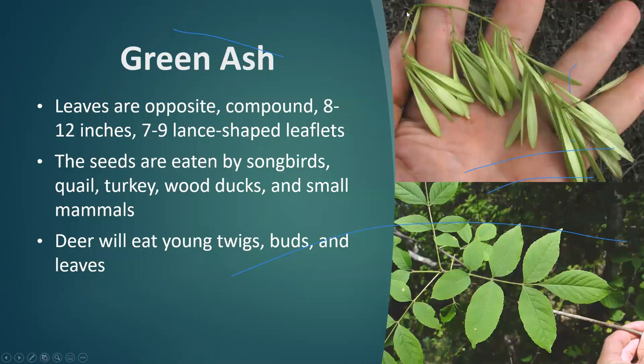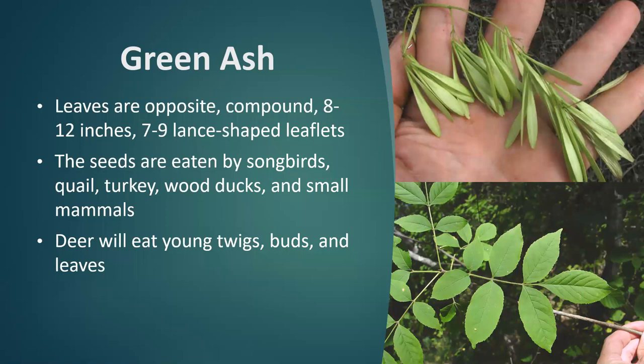Up next, we're going to discuss the green ash. So the green ash is, again, another opposite arranged tree, and it's a pinnately compound leaf. Now if you've ever heard of the emerald ash borer, over recent years we've had lots and lots of emerald ash borer cases in the state. It's essentially a bug that embeds itself into the green ash and causes them to start to die off. So green ashes are becoming a little less prominent on the landscape, but they are still there and they do have a lot of wildlife value that a lot of people don't realize.